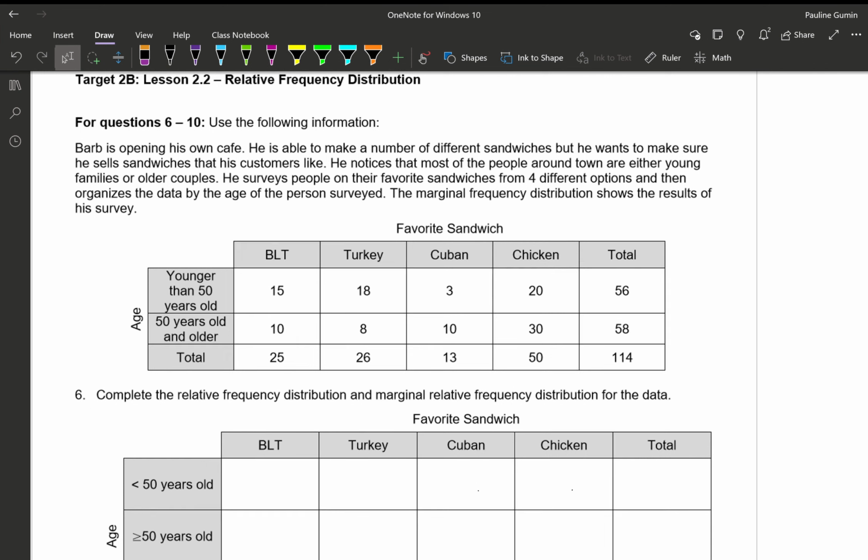For questions 6 through 10, we're going to use the following information. Barb is opening his own cafe. He is able to make a number of different sandwiches, but he wants to make sure that he sells sandwiches that his customers like. He notices that most of the people around town are either young families or older couples. He surveys the people for their favorite sandwiches, gives them 4 different options, and then organizes the data by age. Here's the marginal frequency table that he created.